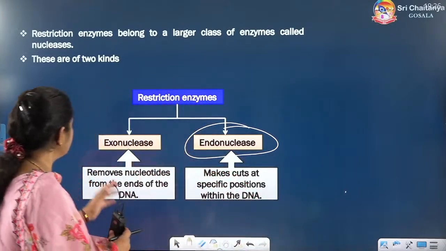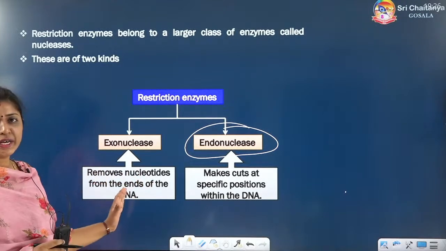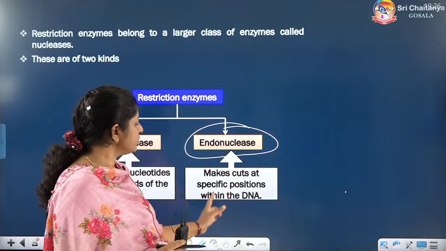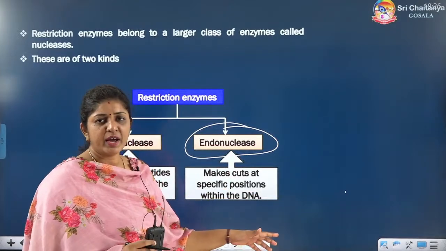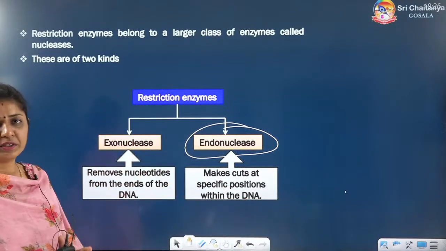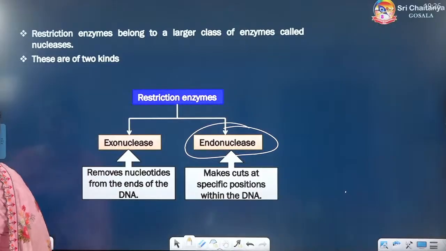So let's see from here, exonuclease is what? Removes nucleotides from the end of the DNA. And endonuclease is what? Makes a cut at a specific position within the DNA. Right? So two types are there, exonuclease and endonuclease. Fine. Now after this, let's talk about its functioning, how it functions, how it is reading the DNA and where it is going to cut it.